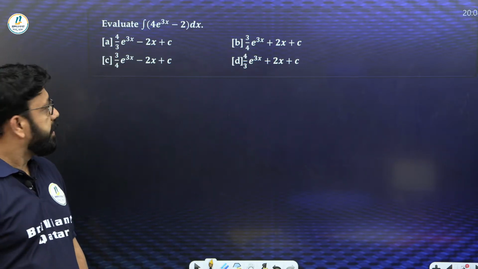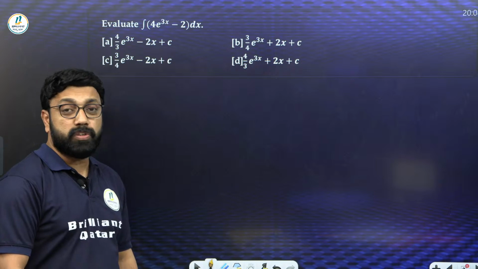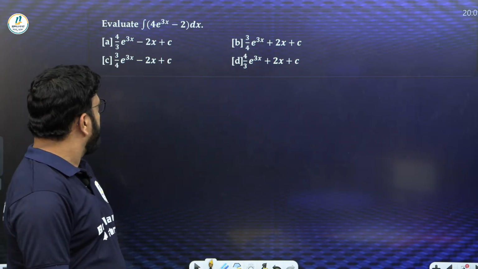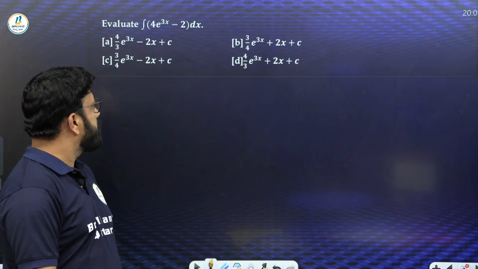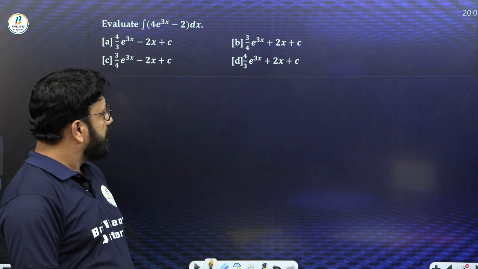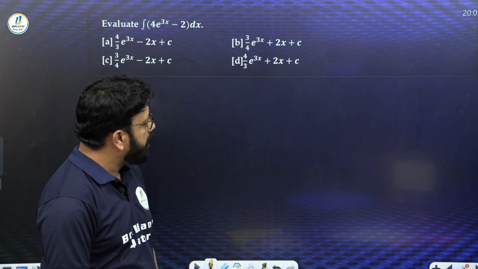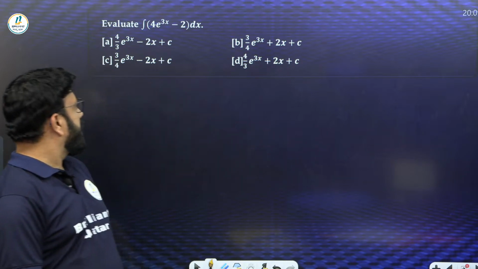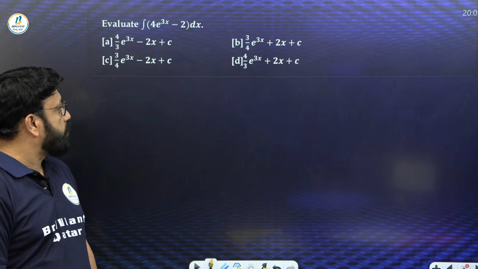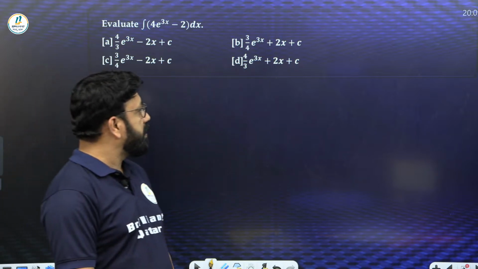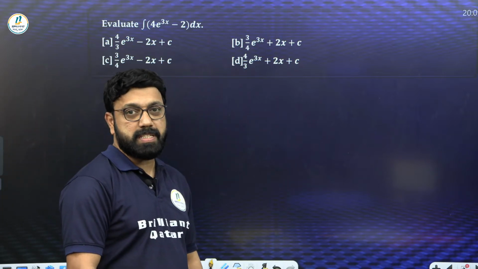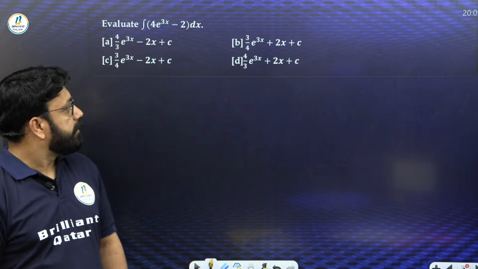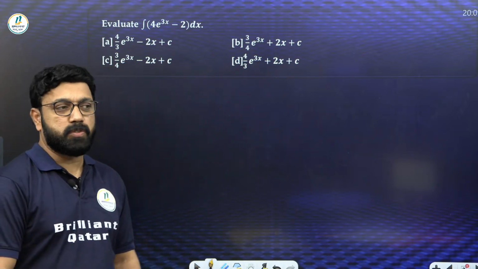Evaluate the integral of 4 e raised to 3x minus 2 with respect to x. Option A, 4 by 3 e raised to 3x minus 2x plus c. Option B, 3 by 4 e raised to 3x plus 2x plus c. Option C, 3 by 4 e raised to 3x minus 2x plus c. Option D, 4 by 3 e raised to 3x plus 2x plus c. See the question? It's a very familiar, very easy question.